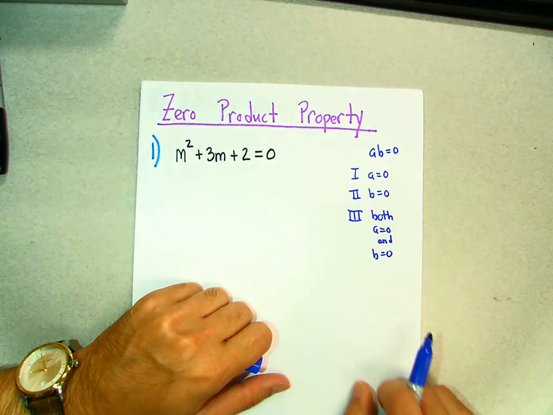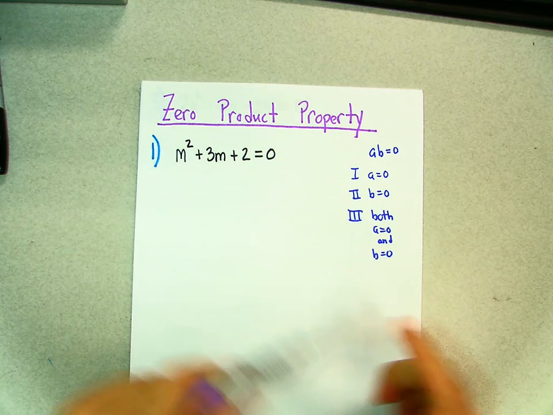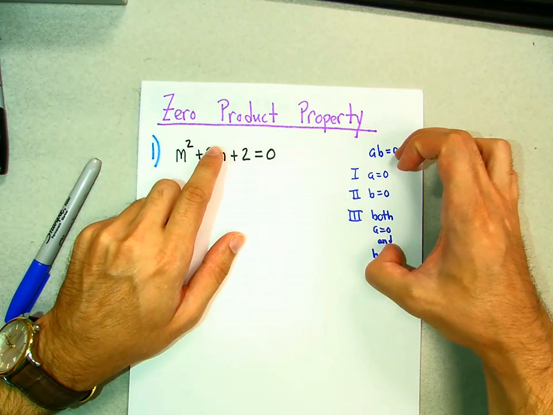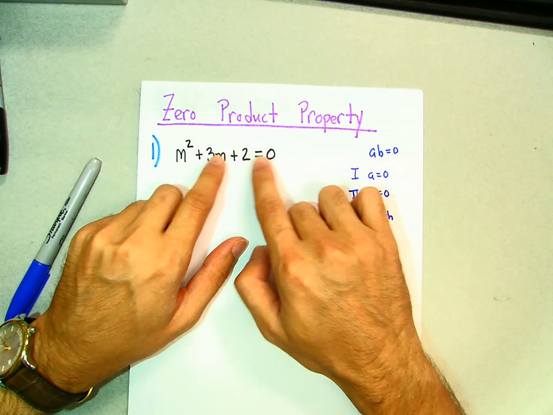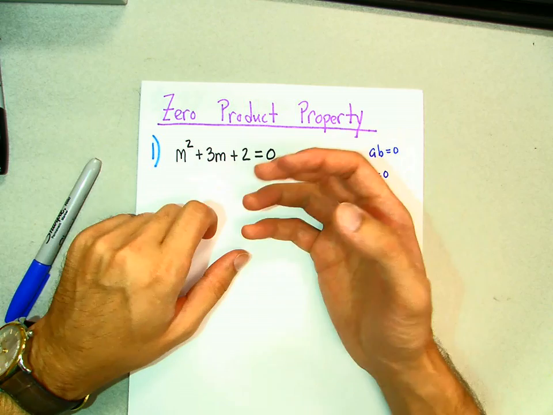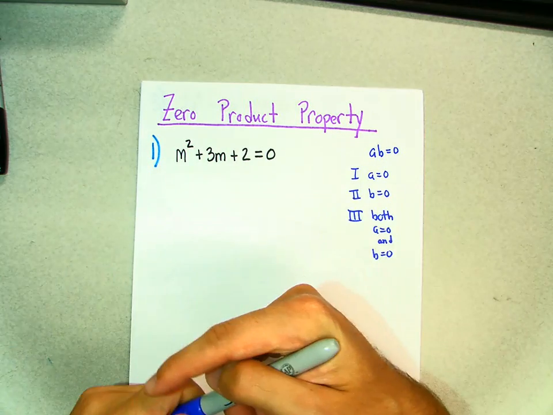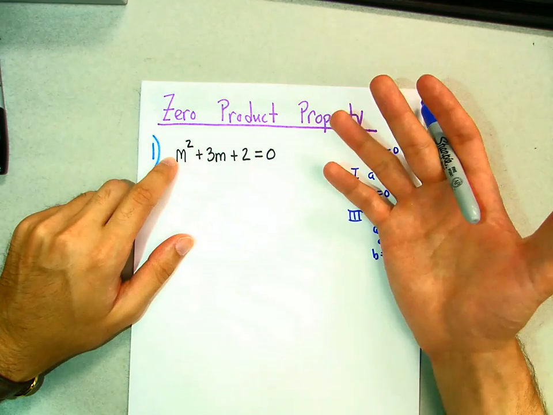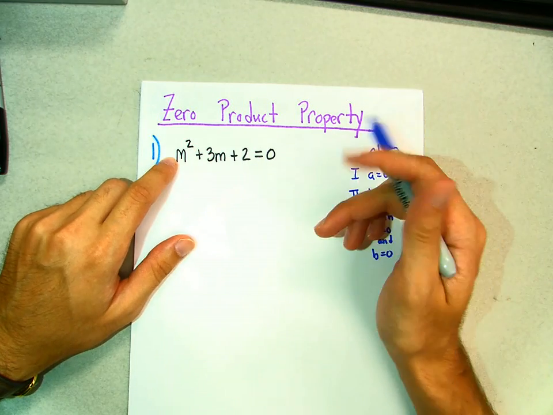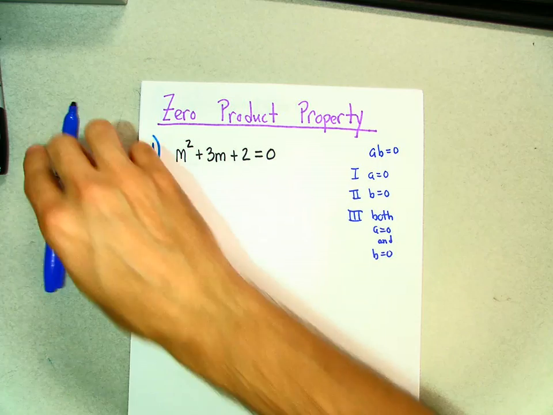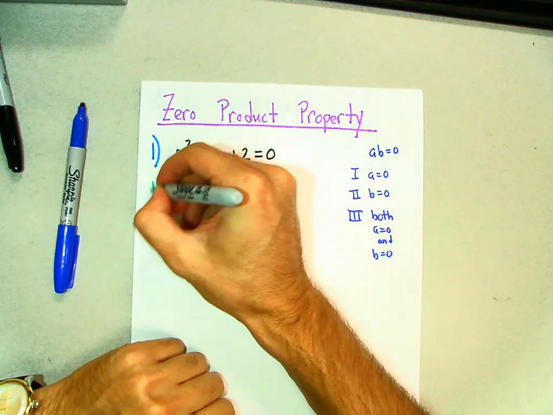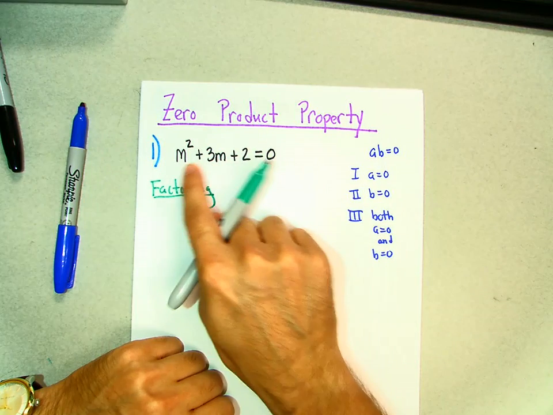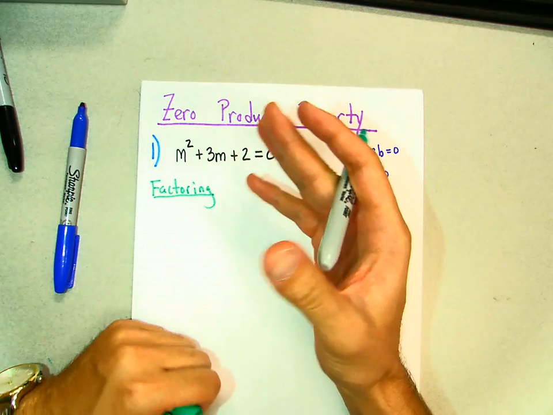Okay? Here, what I want us to do is, using the zero product property, we're allowed to set these equations to 0 and solve for M. My question for you is, what value of M makes the whole thing 0? That's what we need to find. And here, the technique that we've been learning is factoring. Factoring is a nice technique to figure out what value of M will make the whole thing 0.